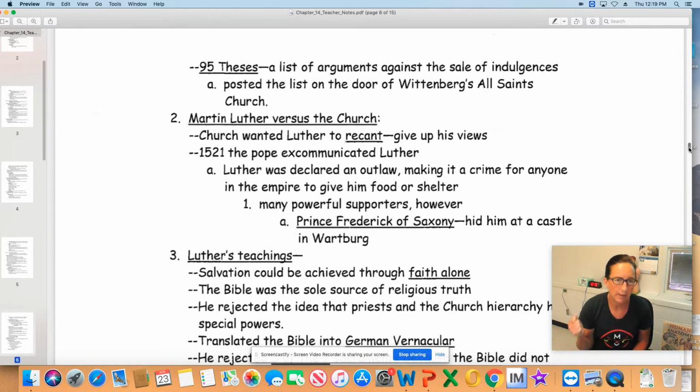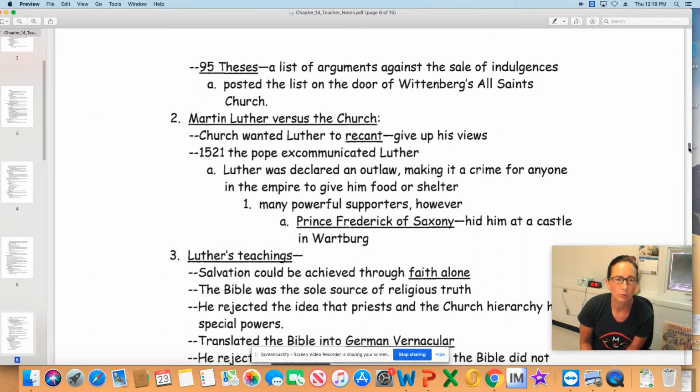Someone's going to remove that from the door of the Wittenberg church and mass produce it. So a small conversation ends up turning into a major revolt. Martin Luther versus the church. The church wanted Luther to recant, to give up his views, to take back what he said. And he says, I'm not going to do that.